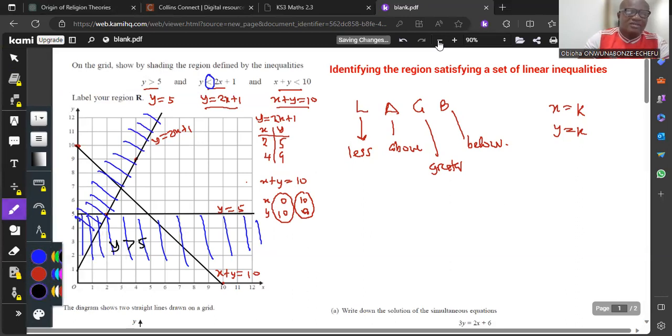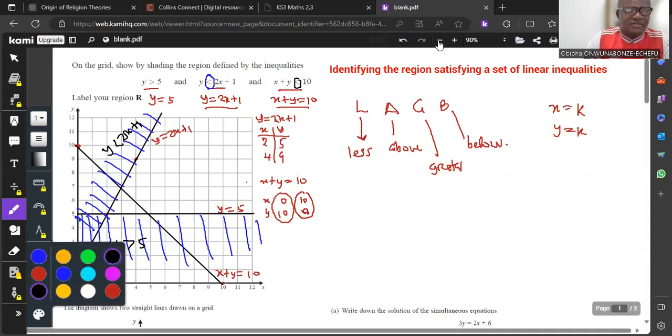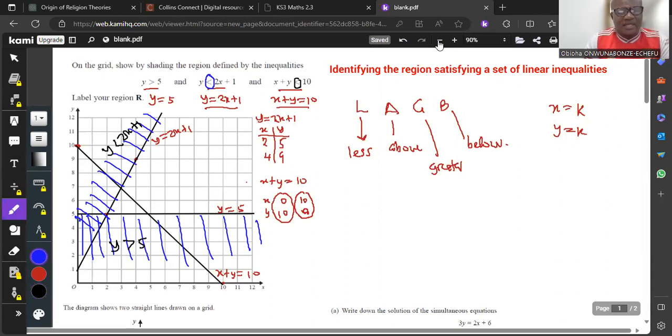So this is the region representing y is less than 2x plus 1. Then for x plus y less than 10, again it is less than. So that means I'm also going to shade above the line. And this is above the line here. That's above the line. So that means this is the region representing x plus y equal to 10.